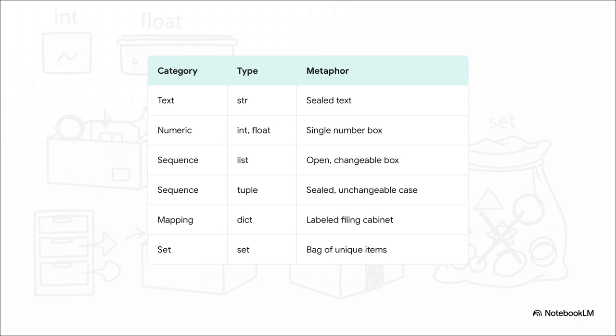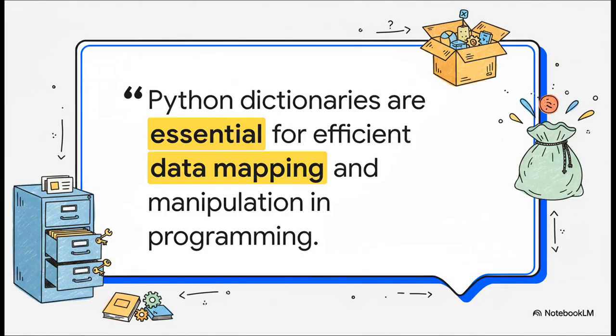Is this data going to need to change? If the answer is yes, a list is probably your best friend. Do I need to look things up instantly using a unique label? That screams dictionary. Or maybe, do I just need to know if an item exists in a group of unique things? That is a job for a set. And as the source material points out so well, using the right tool for the job, like a dictionary for those fast lookups, is absolutely essential. It's the key to writing code that's not just effective, but also efficient. It's all about working smarter, not harder.